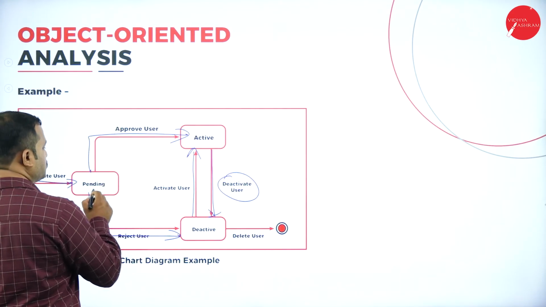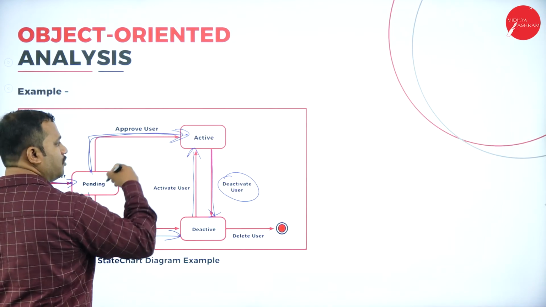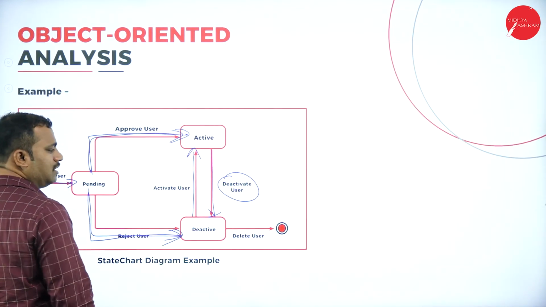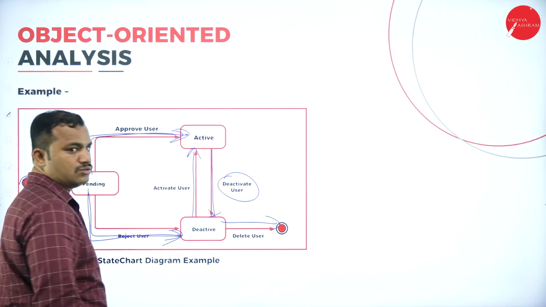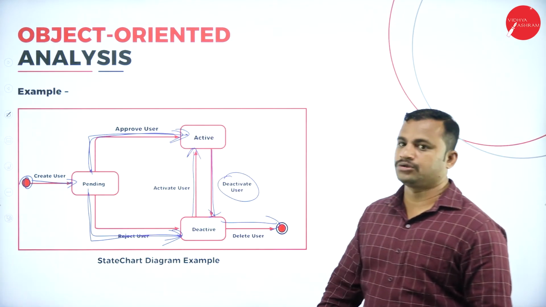Directly we have the operations like this. Once we have it, we are in the pending state. If it is approved, we will move to the active state. If it is not, then we will move on to the deactive state. From here, we can delete the user. That is the state transition diagram that explains the object-oriented approach.